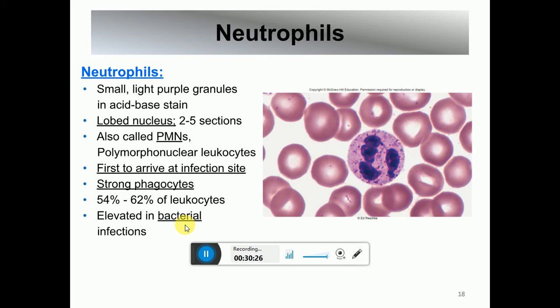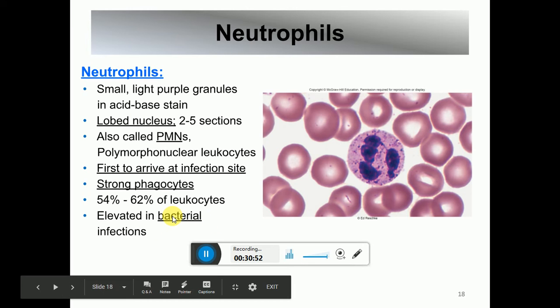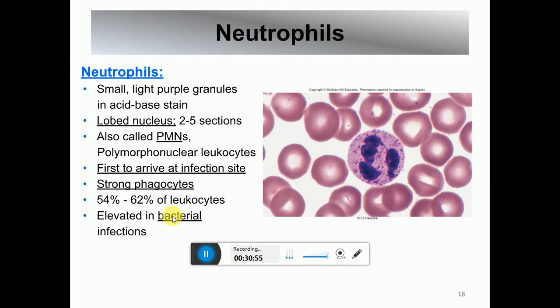So if somebody comes in and you order a white blood cell count, and you see that generally speaking their leukocytes are elevated, what you really want to do is break down which white blood cell is the one that is elevated. So you do what is known as a white blood cell count with a differential, or with diff, meaning that you want a breakdown of each of these white blood cells. If you find that the neutrophils are elevated, that would be more indicative of a bacterial infection. So a couple of things to keep in mind for neutrophils: the polymorphonuclear shape of the nucleus, that they are the first responders, that they are highly phagocytic, and that they are elevated in bacterial infections.